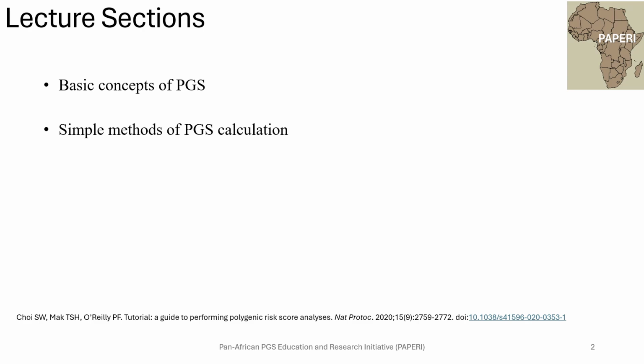And I have on the bottom of the screen here a reference to an article which goes into a bit more detail about polygenic risk scores, some of the methods and caveats. So I highly recommend checking this out if you guys want more detailed information on some of what we're going over today.